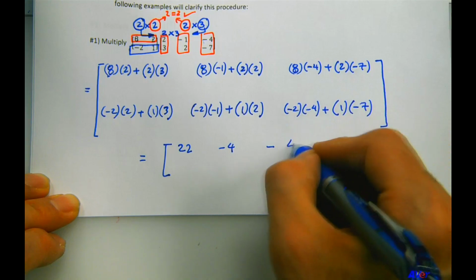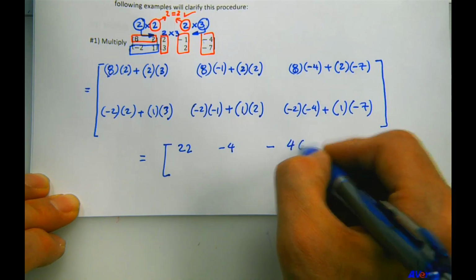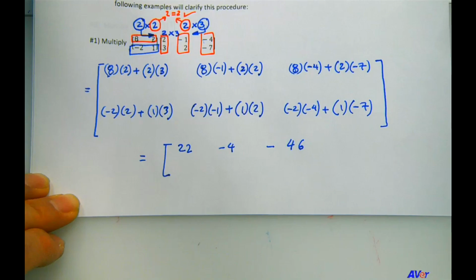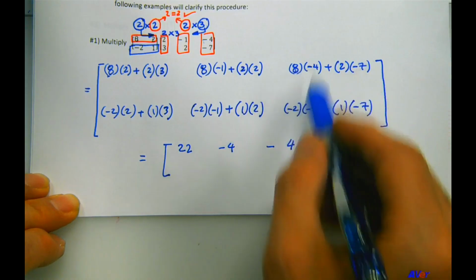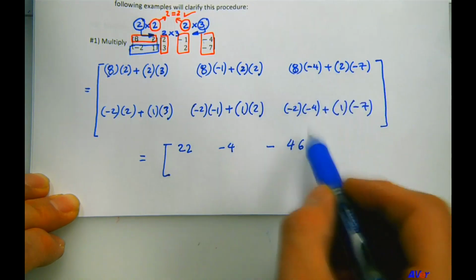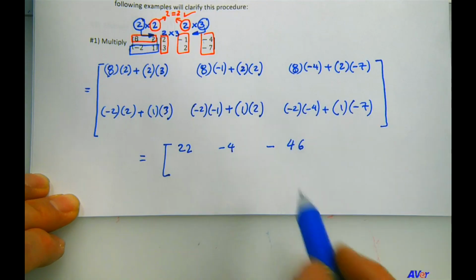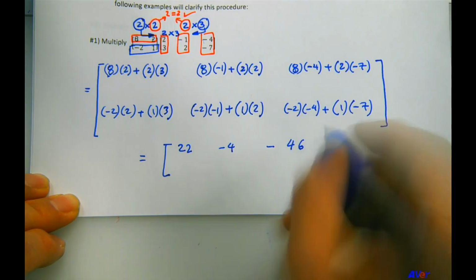That'll be minus 46. Right? 14 plus 32. That's correct. Okay, so minus 46.